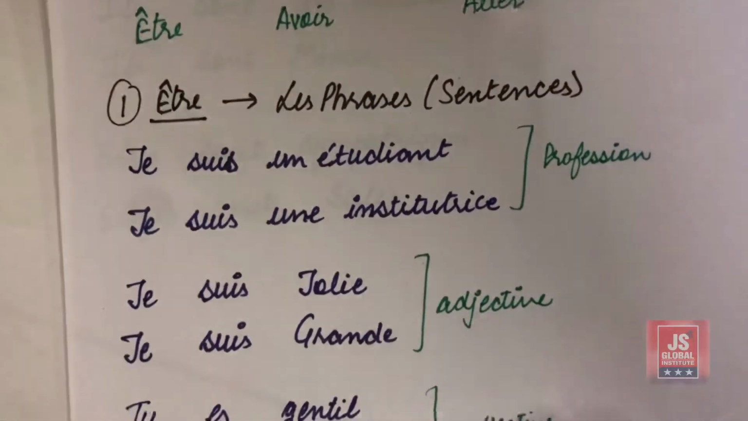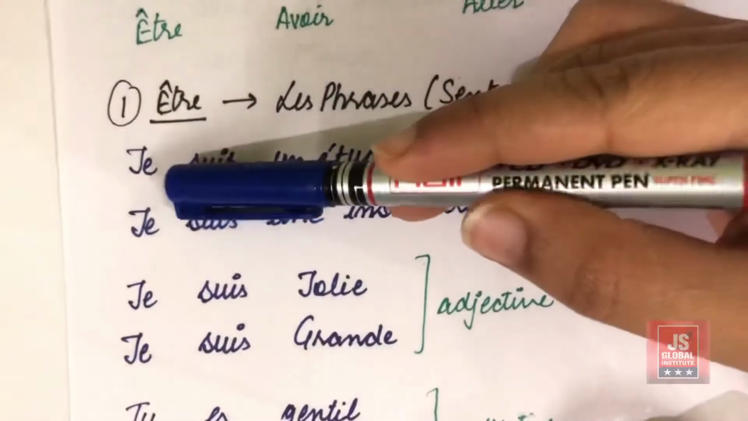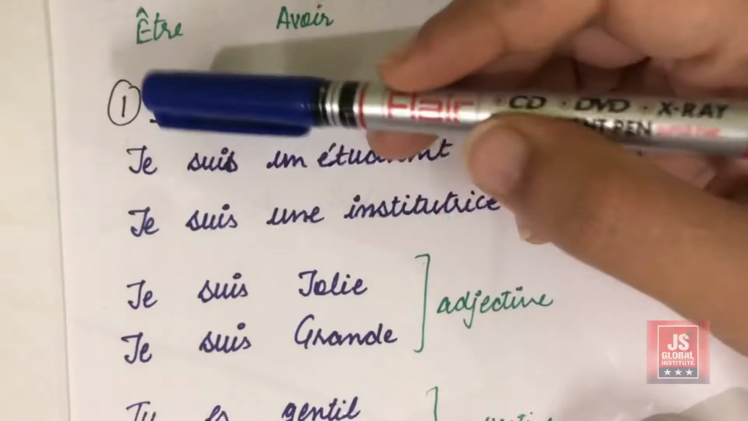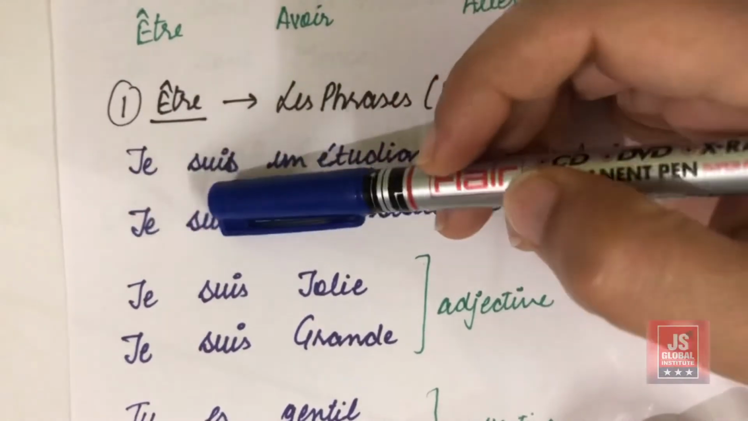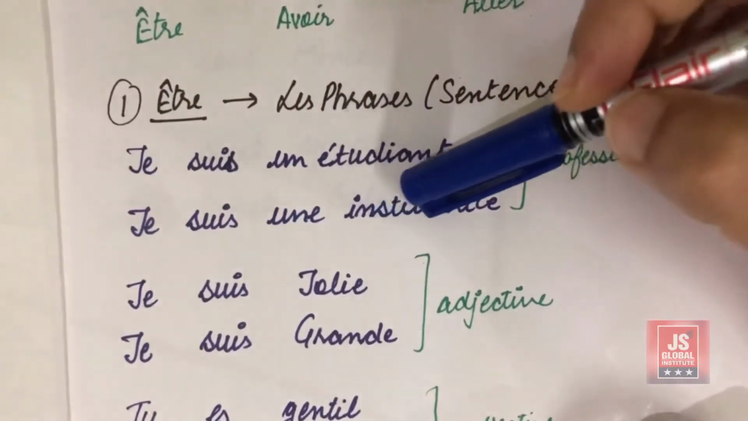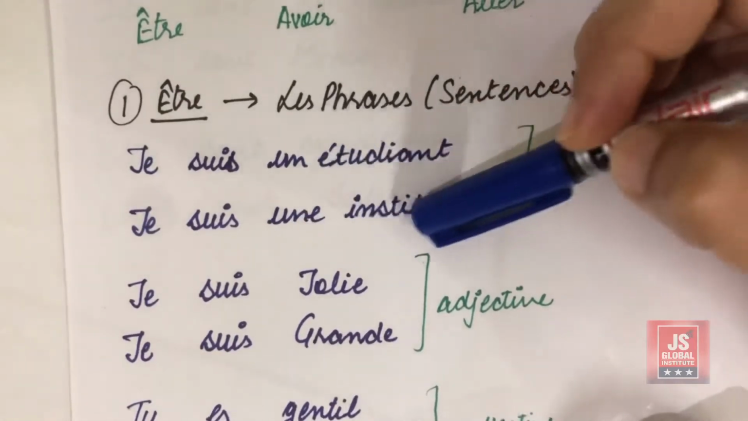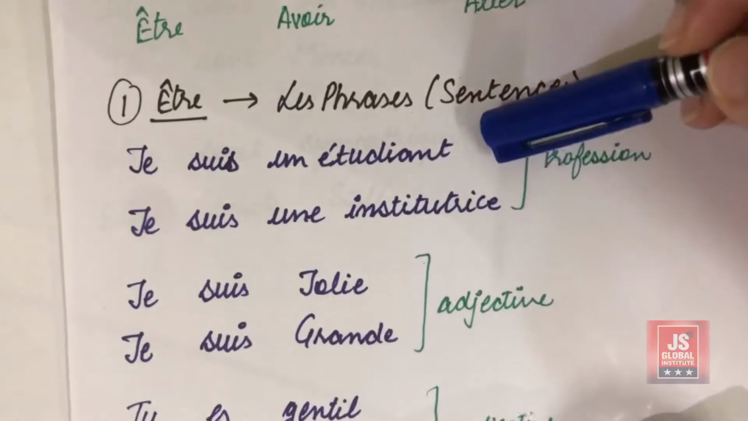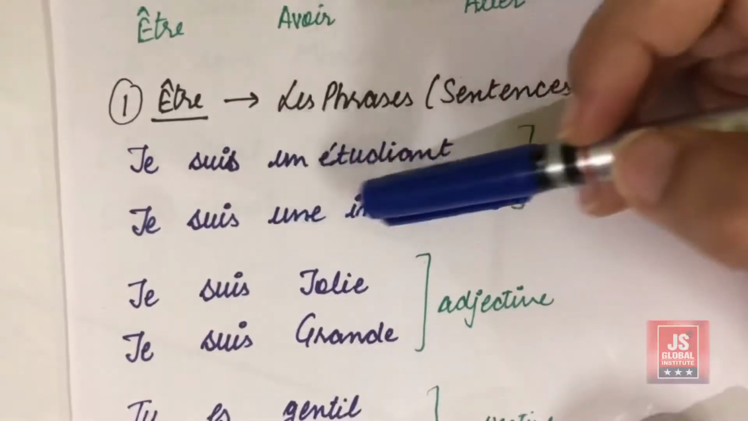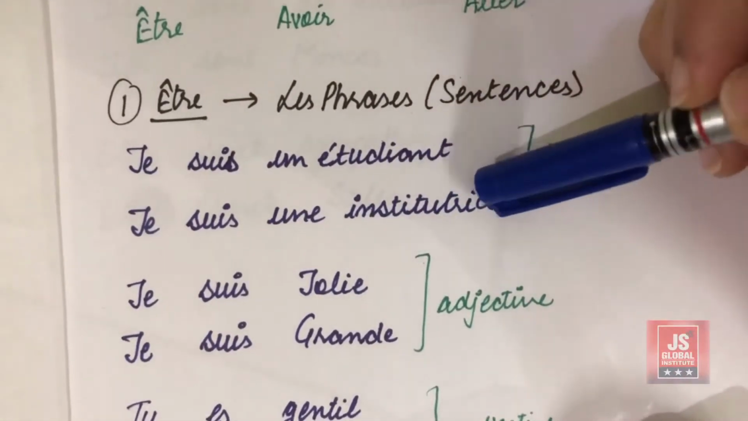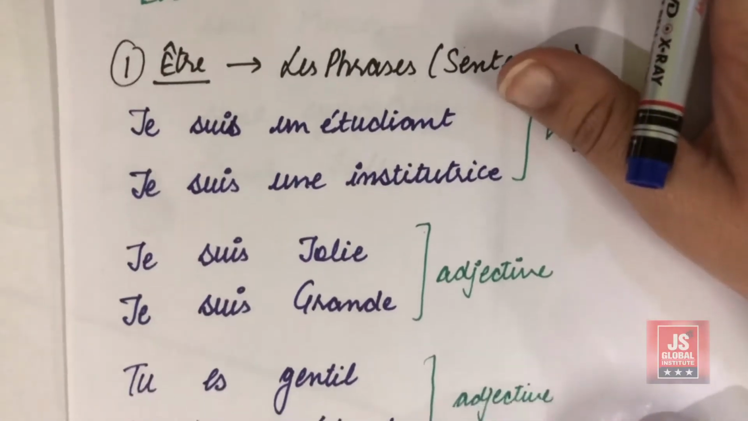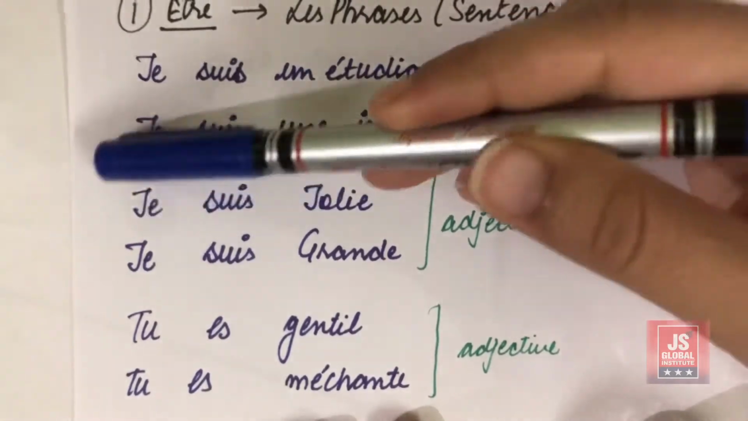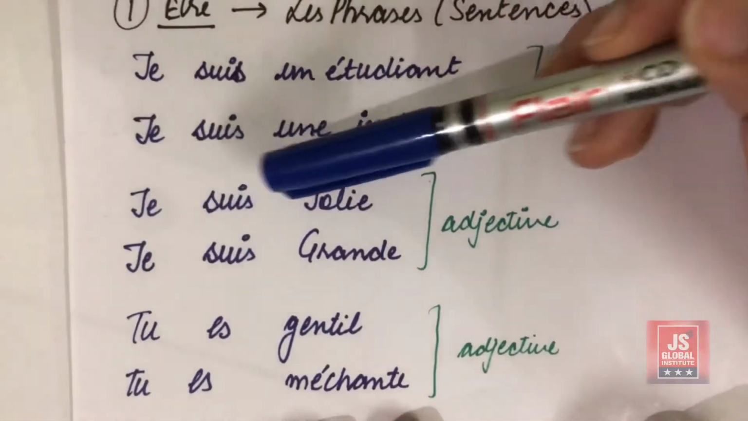Okay, next is je, which is same, that is I. Suis is the conjugation of être, which means I am une institutrice. So this is also profession, and institutrice means a teacher. Okay, je suis une institutrice. D'accord? Okay, next is, again we are going to use the conjugation with je. This is je suis Julie.